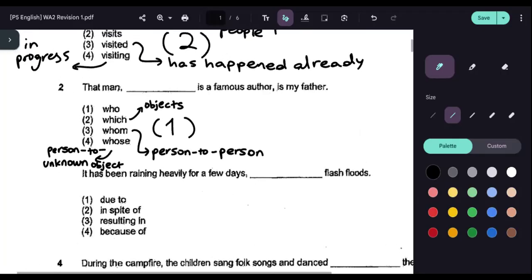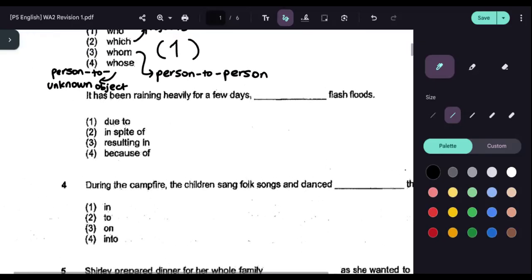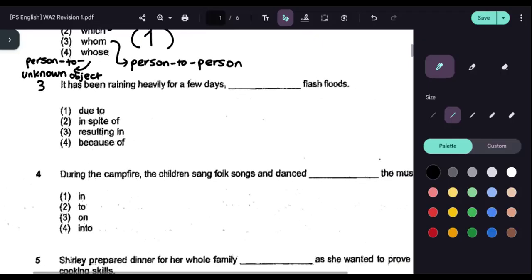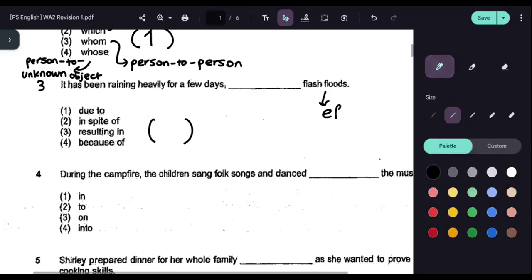Okay, next question number 3. Yes, they forgot to put a question number here. Okay, there we go. Question number 3. It has been raining heavily for a few days blank flash floods. So flash floods is the cause. Flash flood is the effect. What is the cause of the flash flood? Heavy rain.